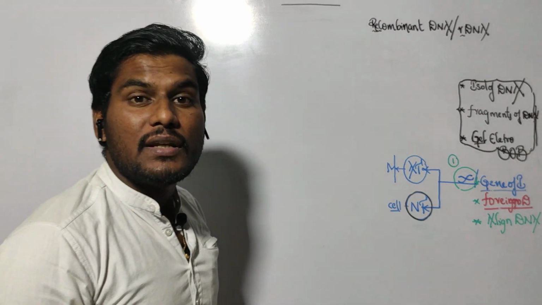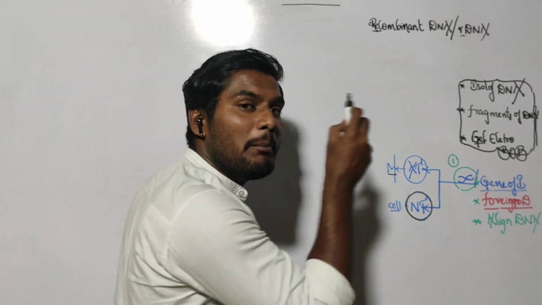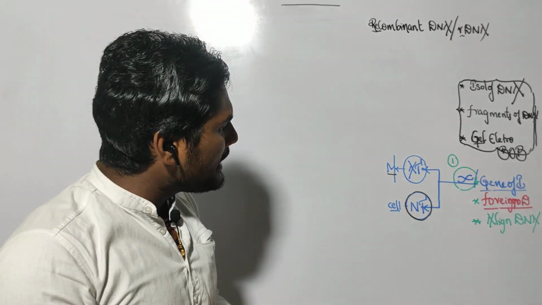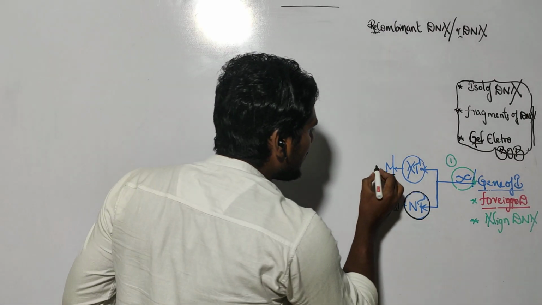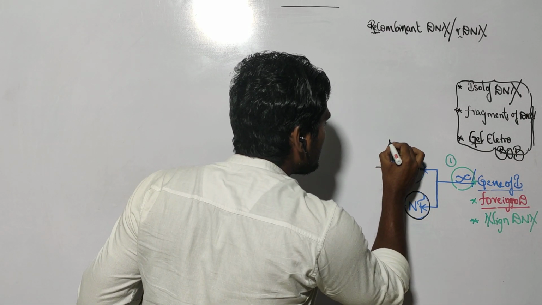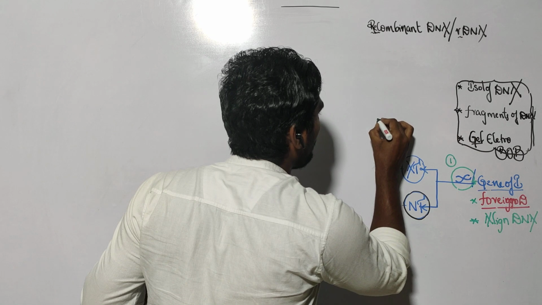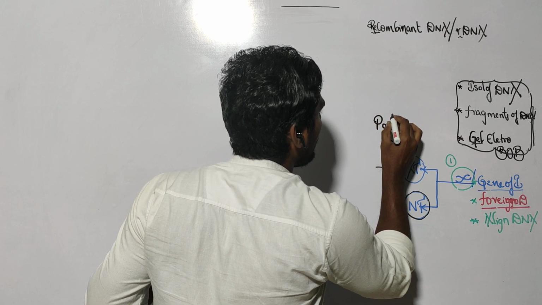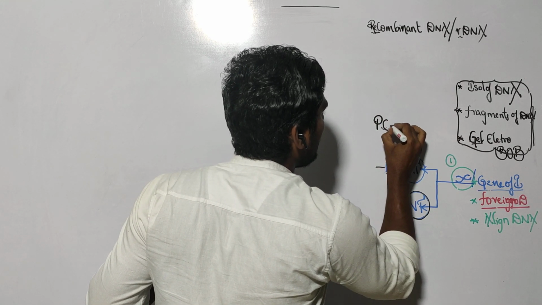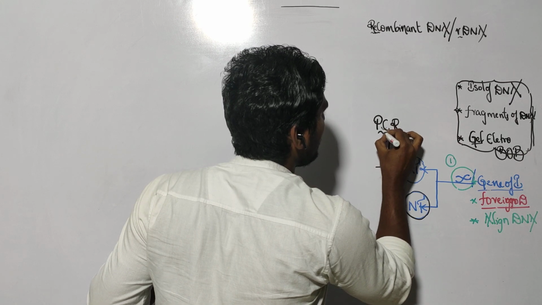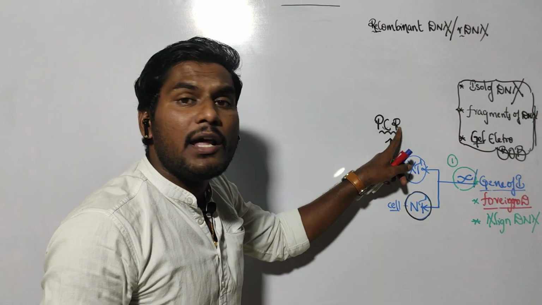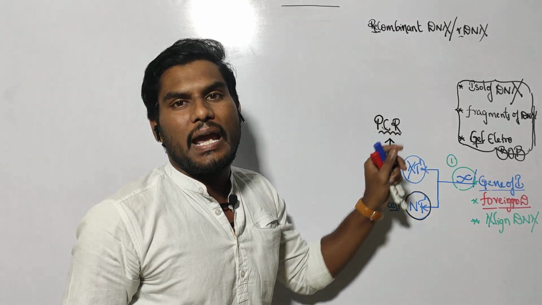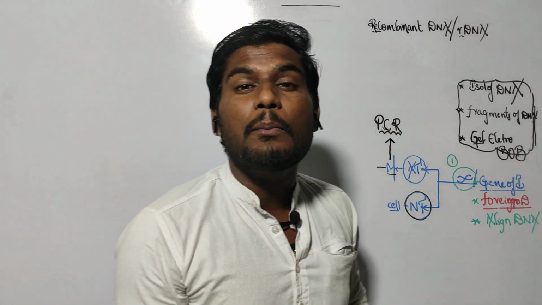Now come to the artificial way. Artificial means which happens inside of a machine. That technique is called the PCR technique. What is the meaning of PCR? Polymerase chain reaction.